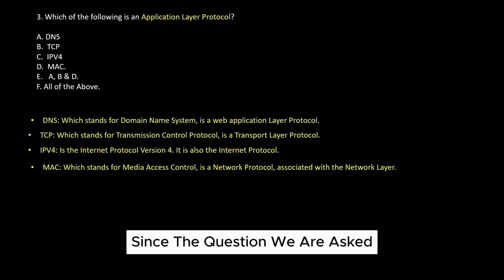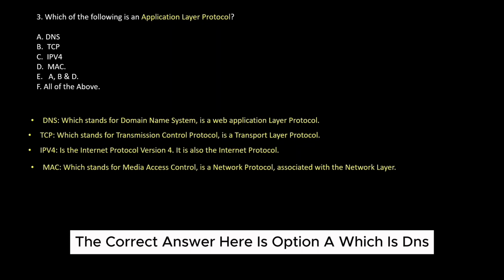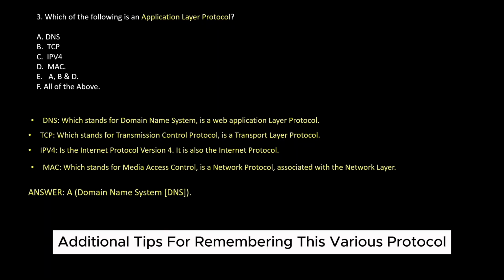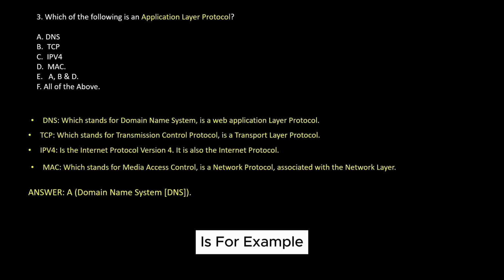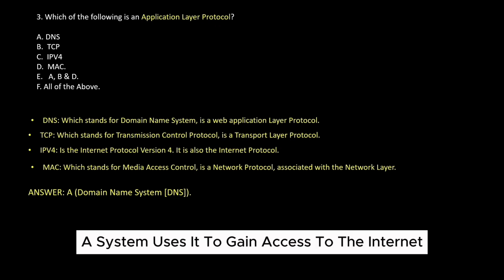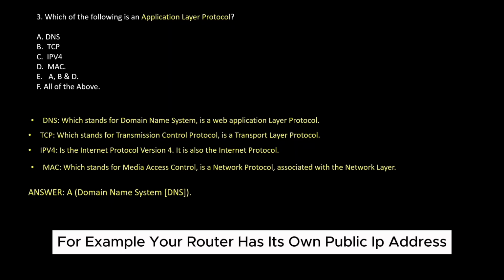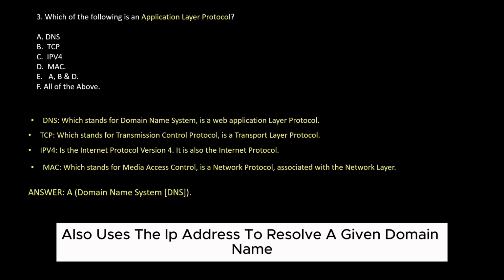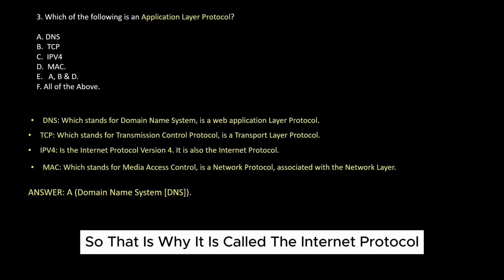Since the question we're asked is about application layer protocol, the correct answer here is option A, which is DNS, Domain Name System. Also, additional tips for remembering these various protocols: for IPv4, a system uses it to gain access to the internet. For example, your router has its own public IP address, which is the gateway to the internet. And the DNS also uses the IP address to resolve a given domain name when requested. So that is why it is called the Internet Protocol.